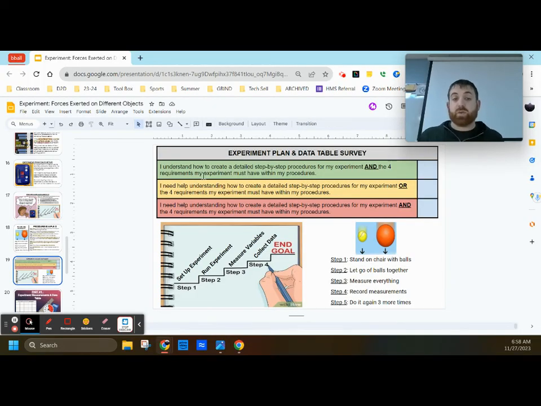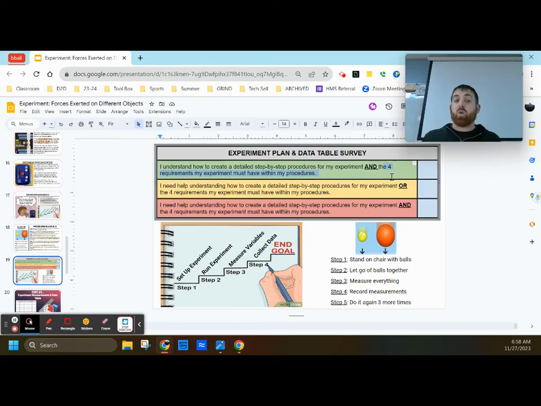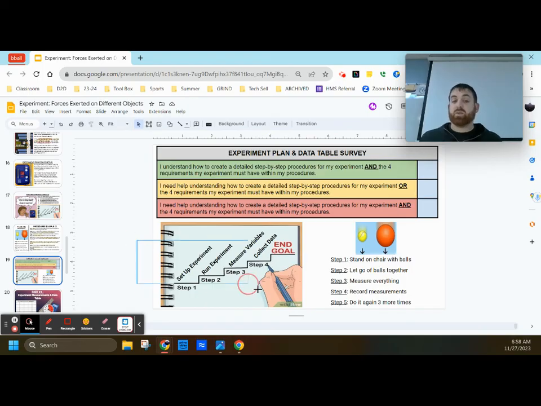So take a second. Do we understand how to create a detailed step-by-step procedure for your experiment? Do you understand the 4 requirements your experiment must have within those procedures? So how to set up using those 4 procedural needs and how to set up a more detailed set of procedures. If you have questions, reach out.